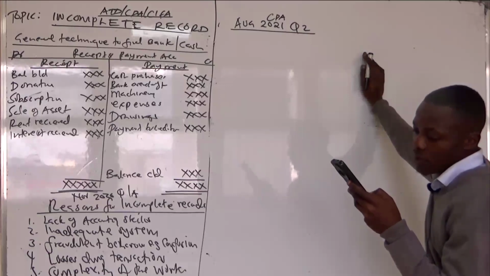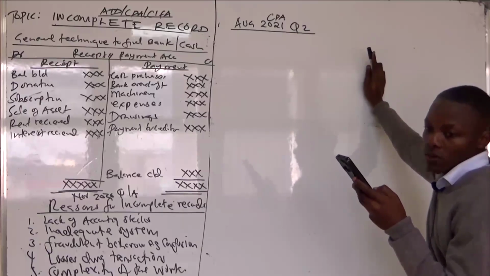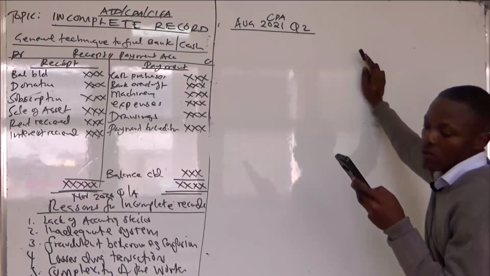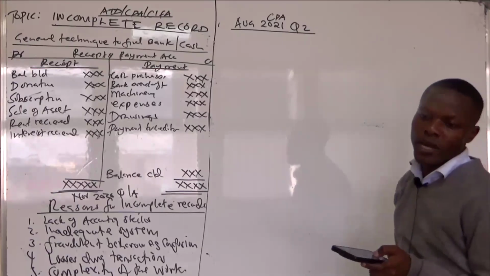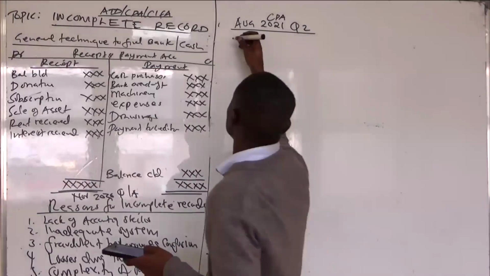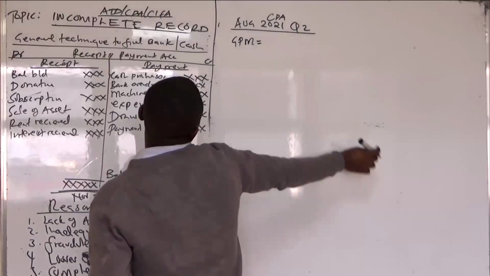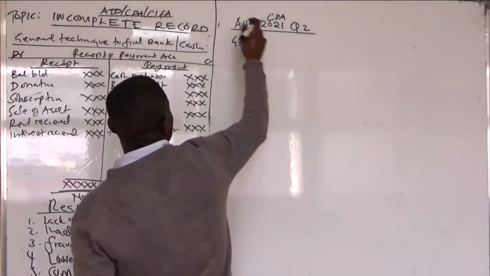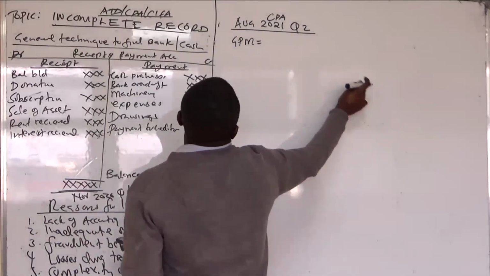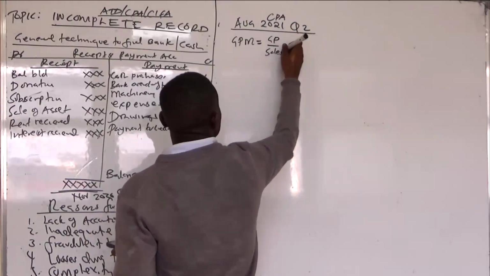Then note number 3, the business operates at a gross profit margin of 25%. Didn't I tell you there are many ways of getting even sales? As gross profit margin, how do you look for it? Just the other day we did gross profit margin. Yesterday we did analysis. We did ratio analysis on Saturday. So gross profit margin is gross profit over sales times 100%.